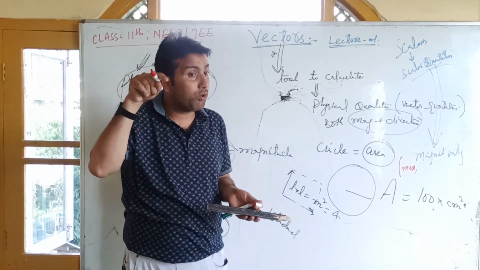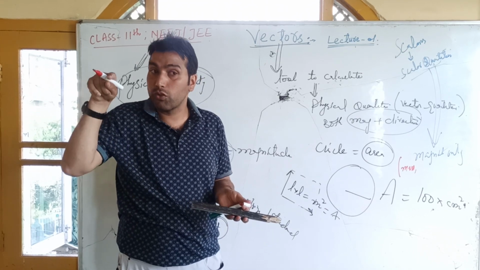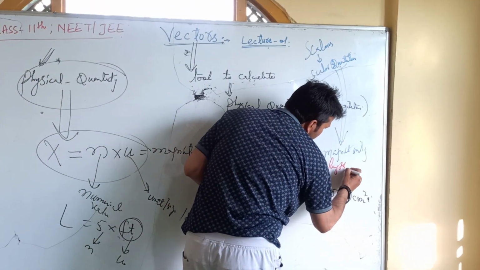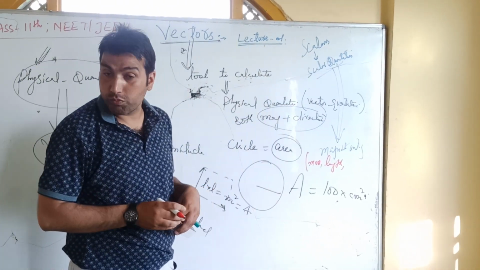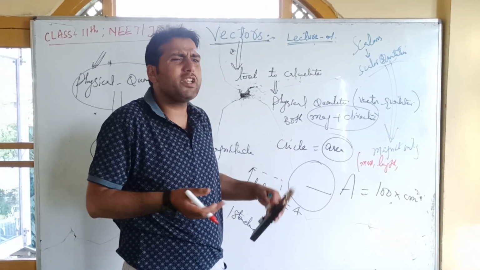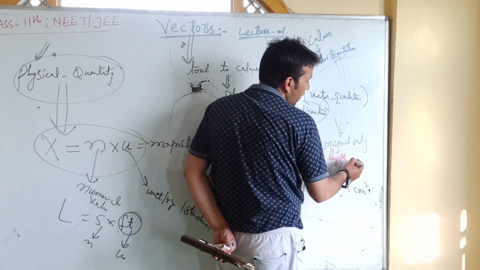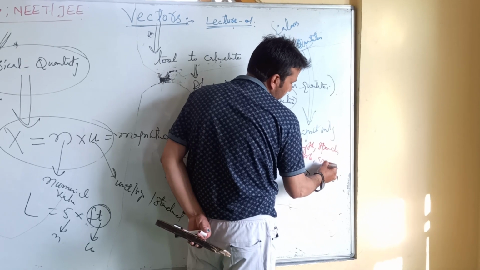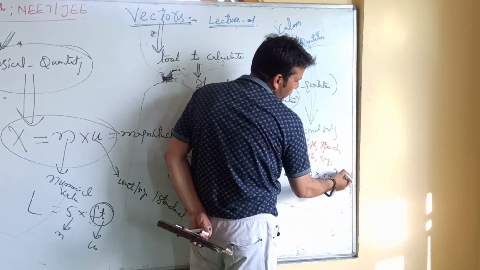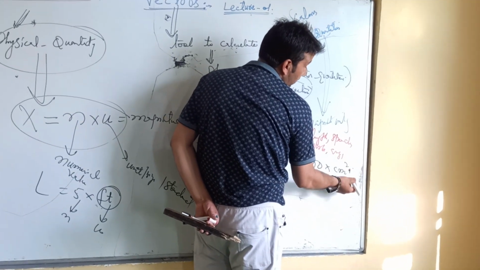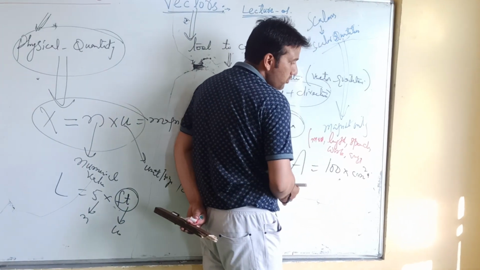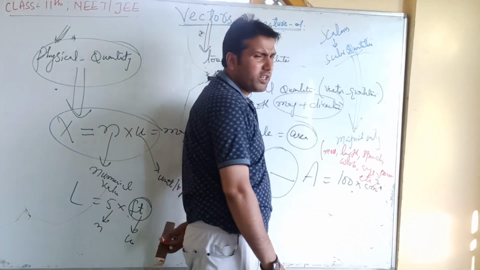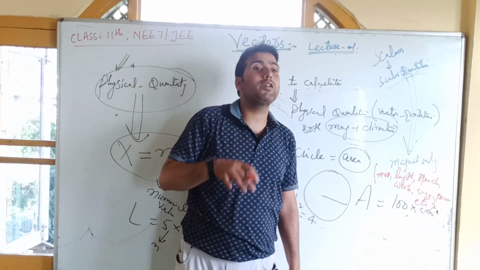So it is a length having only magnitude, but no direction. Whenever we measure such quantities, we call these scalars. We have many, many quantities: we have mass, length, speed, work, energy, power, etc. We have many quantities like distance, which have only magnitude.